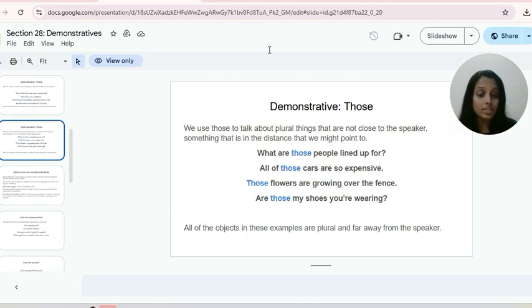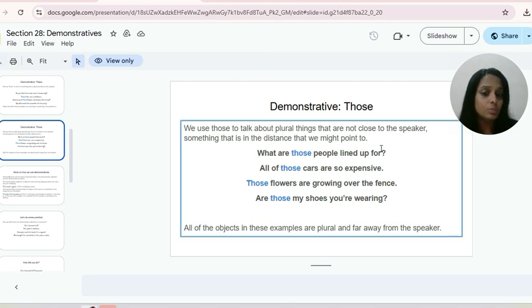Now the next one is those. When do we use the term those? We use it in order to talk about plural things that are not very close to the speaker, right? Something that is at a distance and that we might point to. For example, what are those people lined up for? So here you're asking about a few people gathered or lined up there. So you're just asking about something at a distance, right? What are those people lined up for?